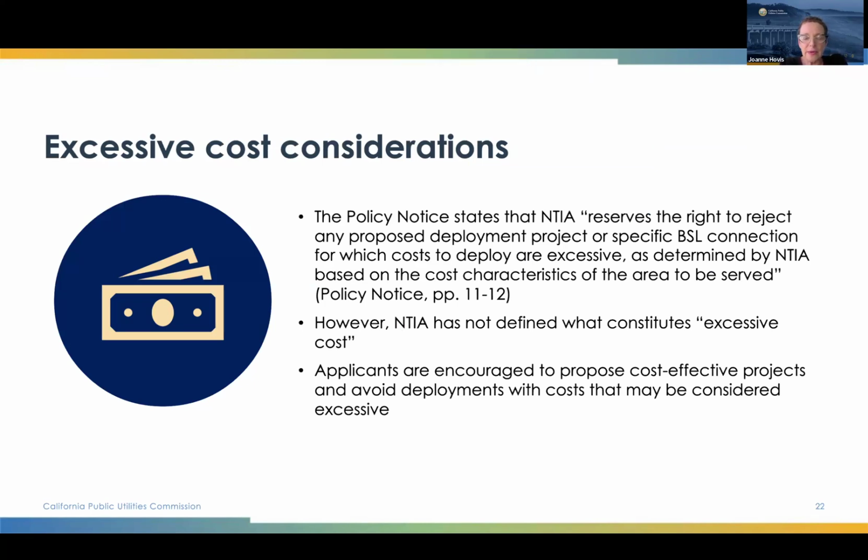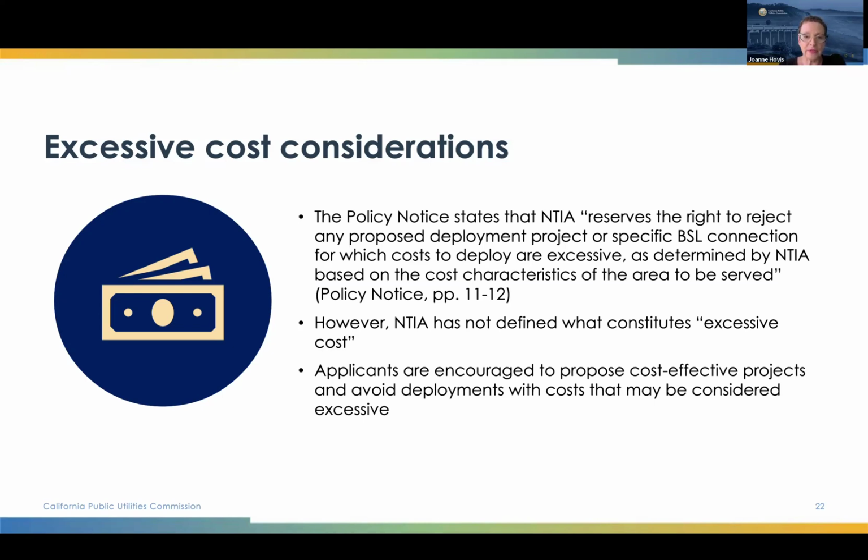The policy notice is very specific in noting that NTIA will potentially reject an award that a state wishes to make if NTIA believes that the costs are excessive, as determined by NTIA based on the cost characteristics of the area and a number of other items. Again, it's well worth reading the policy notice to see the public policy rationale for these new rules. So it is important to know that an award that is considered by the federal government to be excessive in cost may be disallowed by the federal government when the federal government is reviewing the selections of the CPUC.